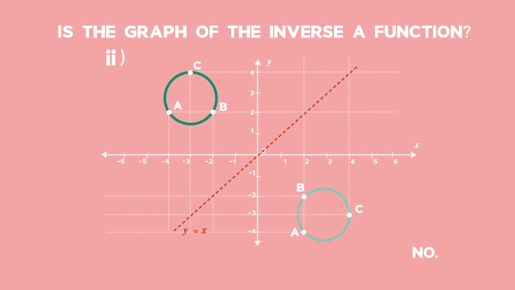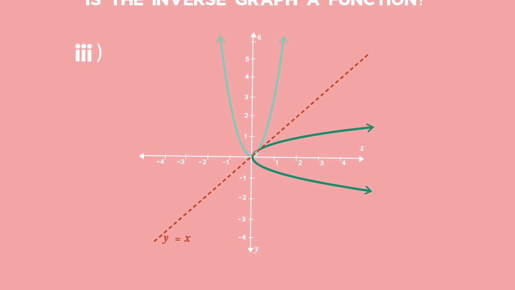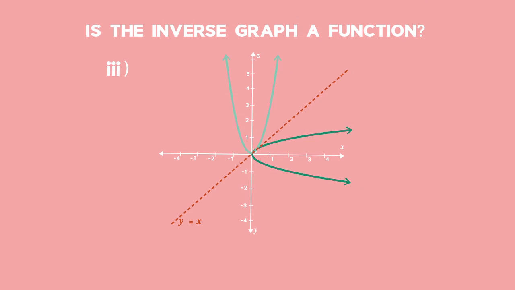And now to work out if part 3 is a function. You can reflect the graph over the line y equals x or swap the x and y coordinates of the points on the graph. You will recognize that the inverse is a graph of a parabola and it is a function. It is a many-to-one function.